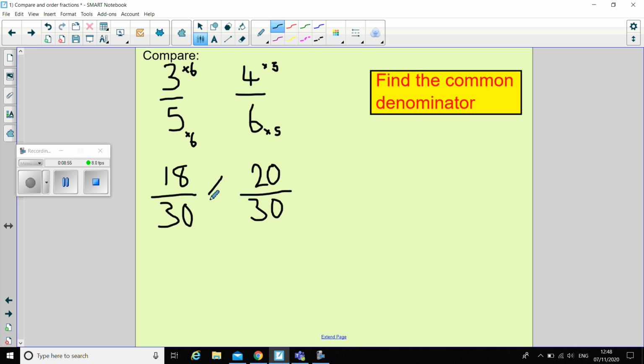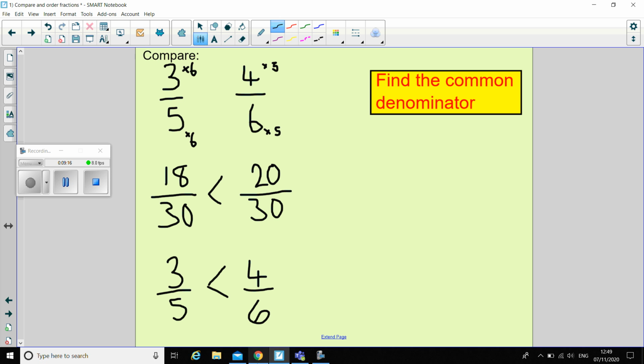So 20/30 is greater than 18/30. So writing out my original fraction, 3/5, copying out the symbol, so we know that 4/6 is greater than 3/5.